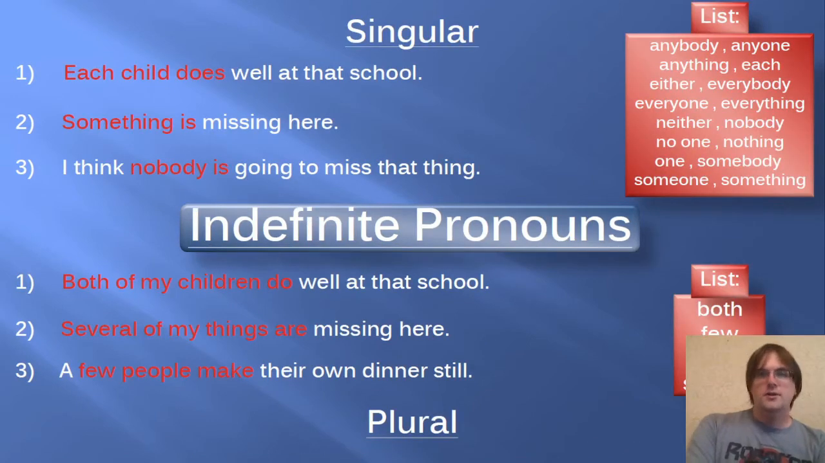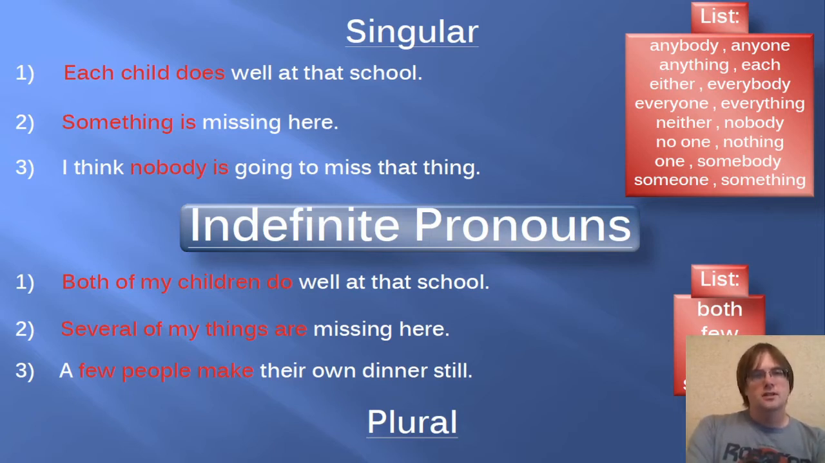And now we're on to indefinite pronouns. So what is an indefinite pronoun? An indefinite pronoun is something that refers to an object, place, or person, but it isn't specific in what it is. And I did include lists of indefinite pronouns for both the plural and singular. So now let's look at some of the sentences that we have here.